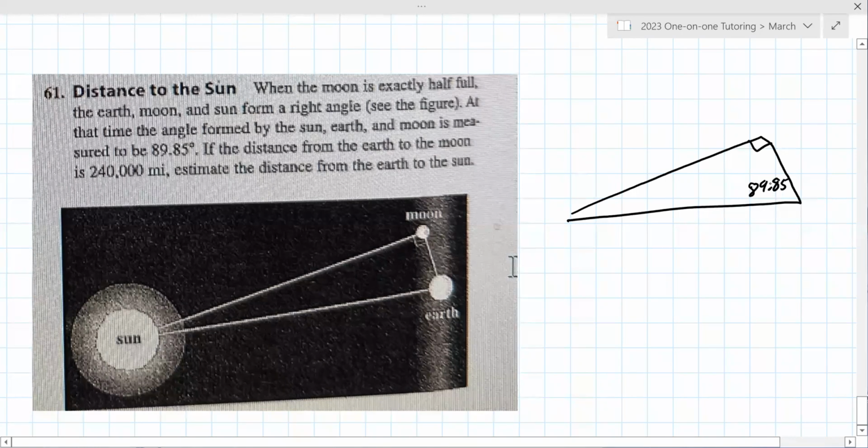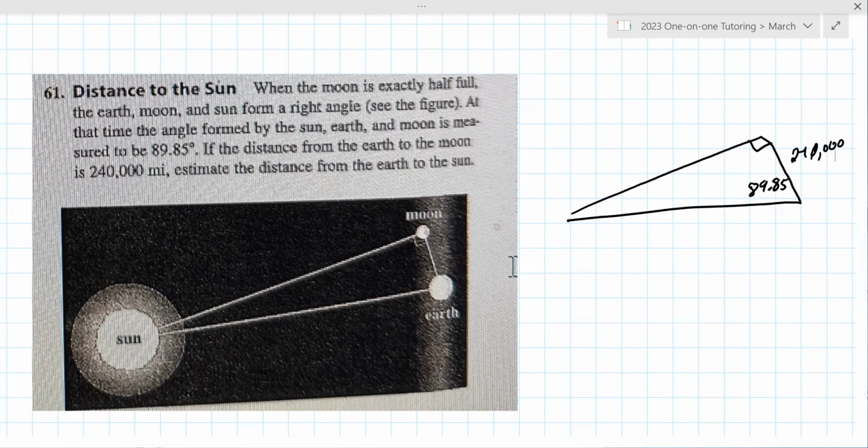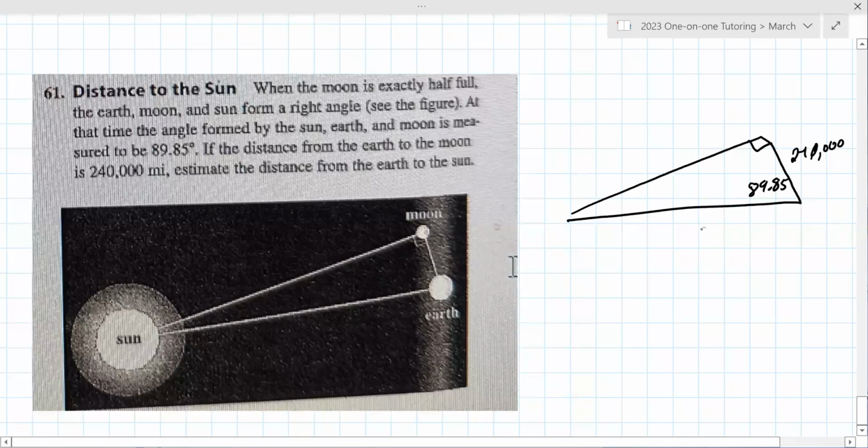Then the last part says the distance from the Earth to the moon, again not really to scale, but that's probably true, is 240,000 miles. And then we want, well, to estimate the distance from the Earth to the sun. So we want C.